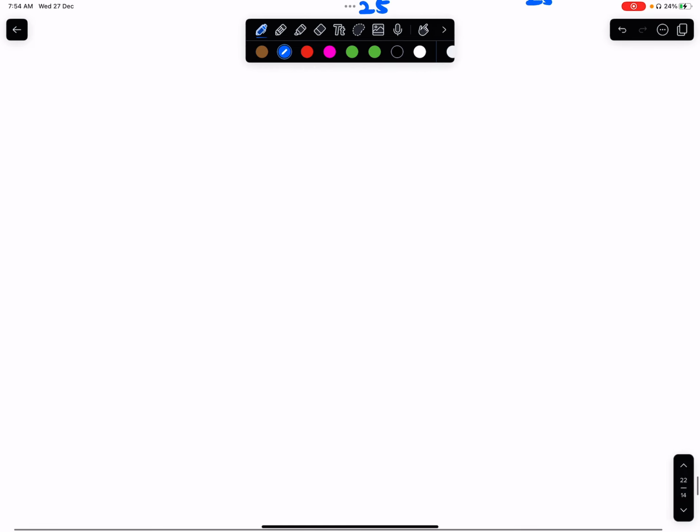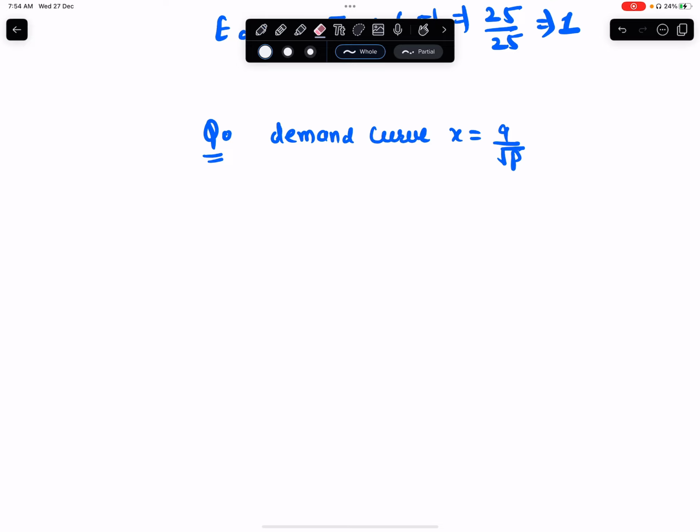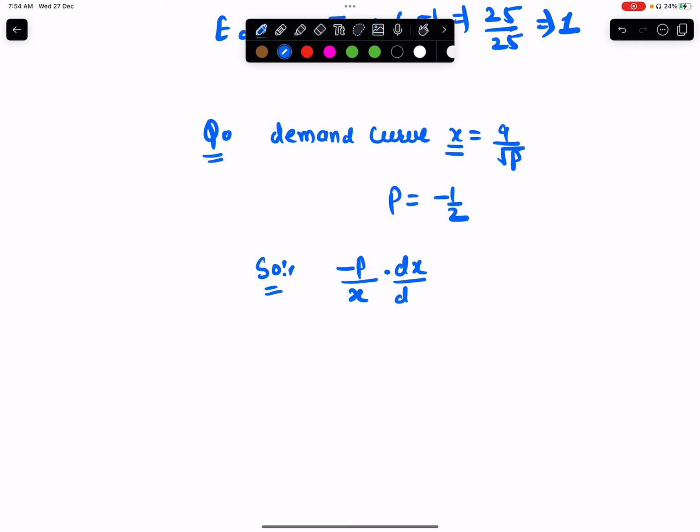Suppose we have a question: the demand curve is x equals 9 by root p, and we have to find the elasticity of demand when p equals minus 1 by 2. So how will we solve that? We have minus p by x, here the quantity is x, into dx by dp. So first solve dx by dp, that is d by dp of 9 by root p.